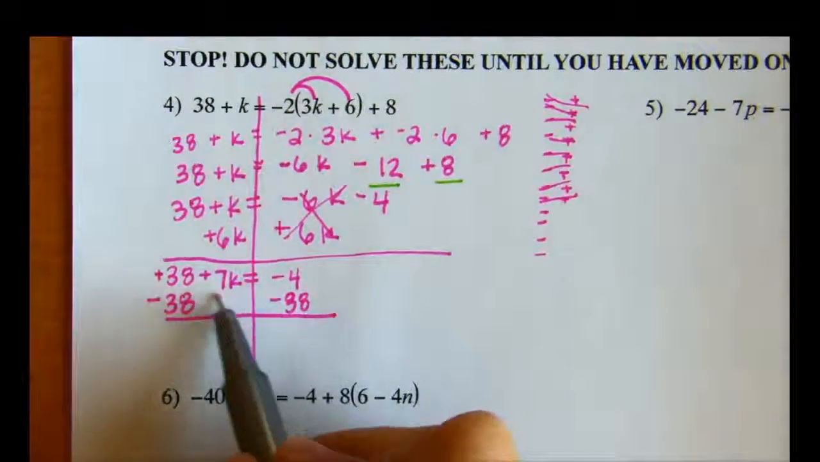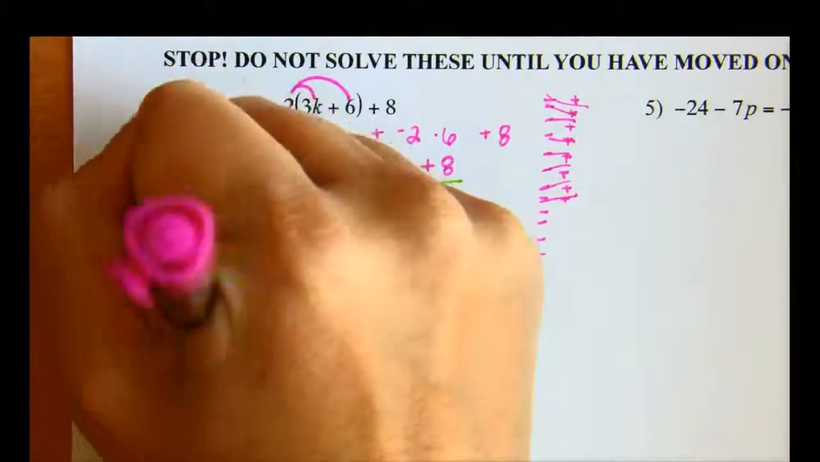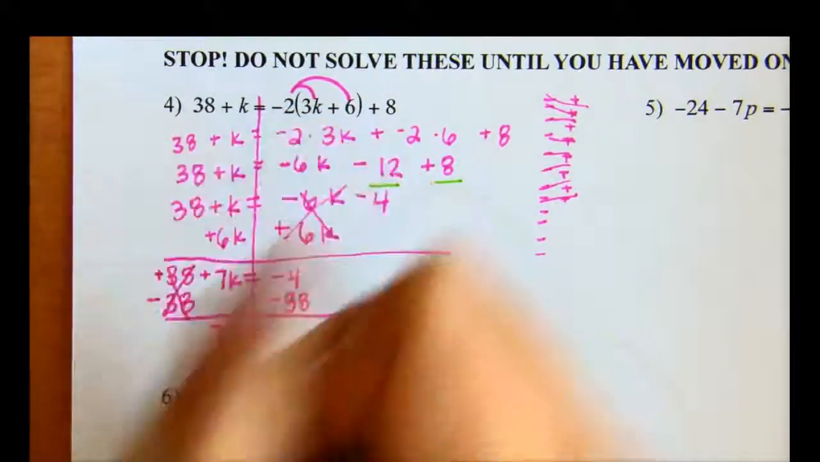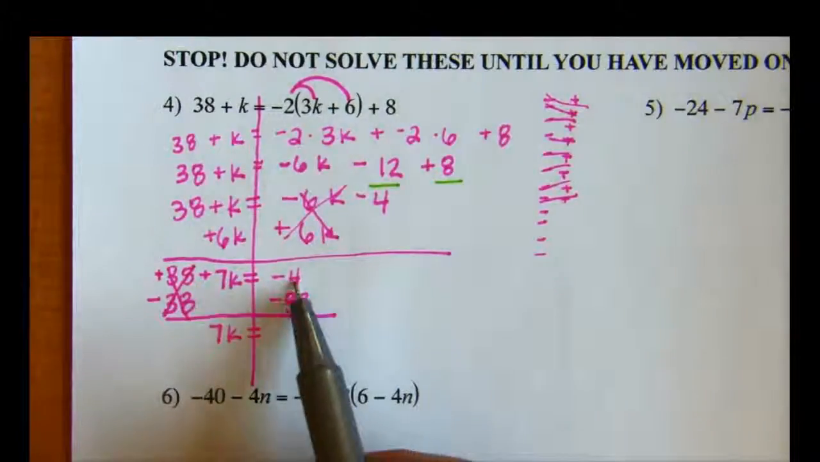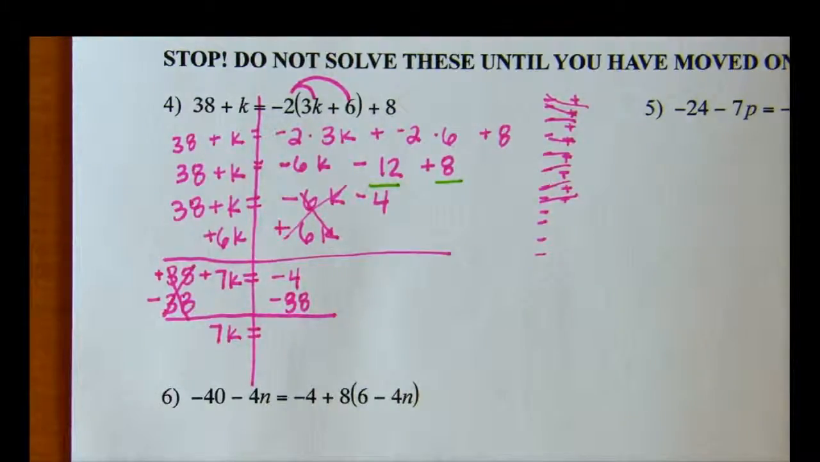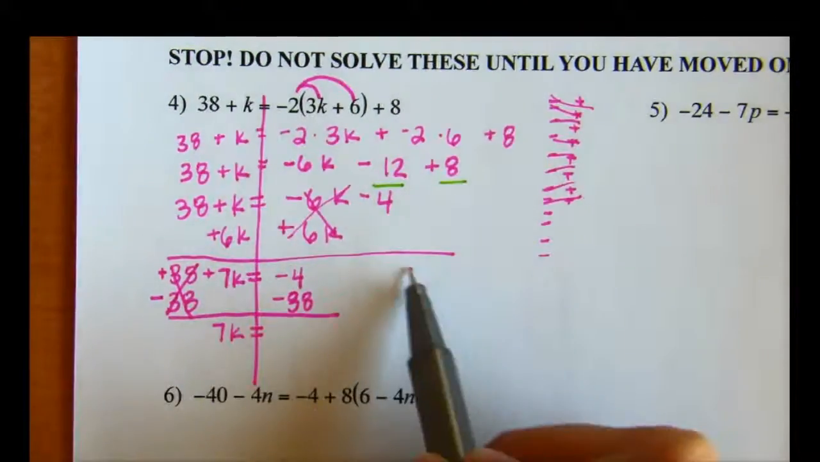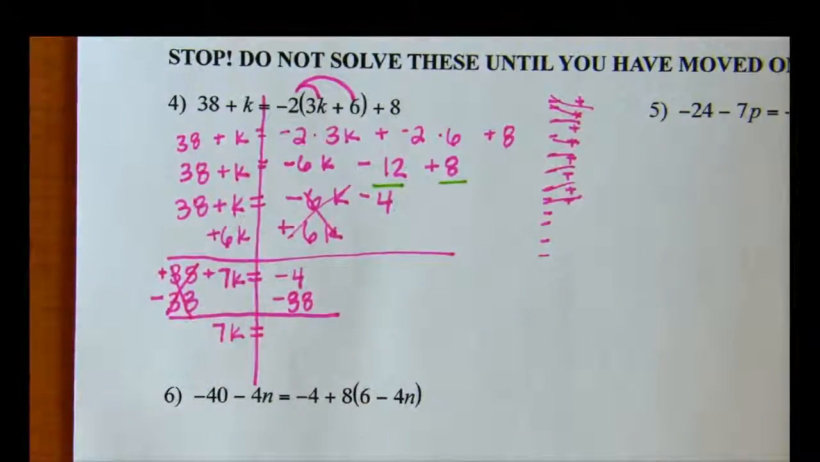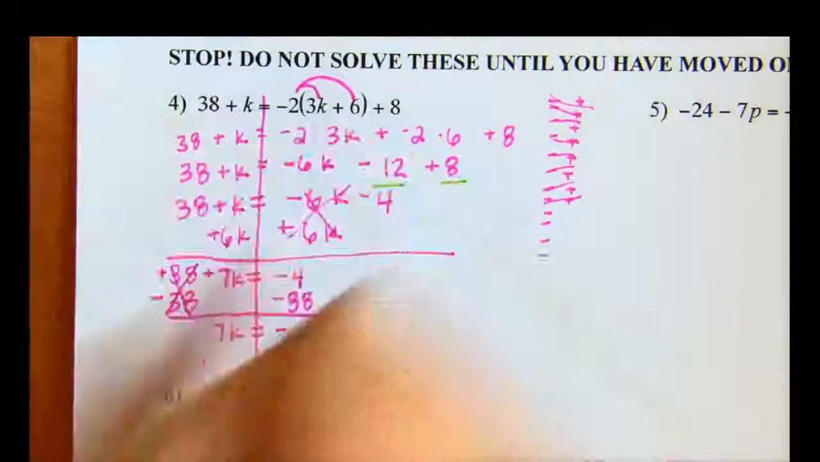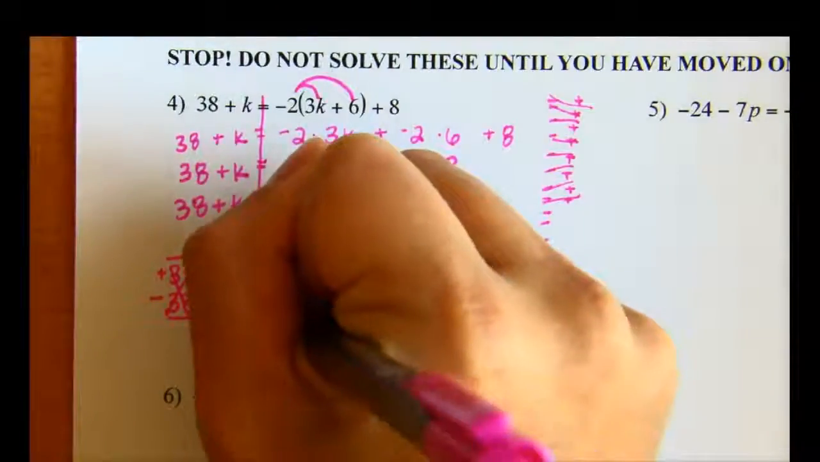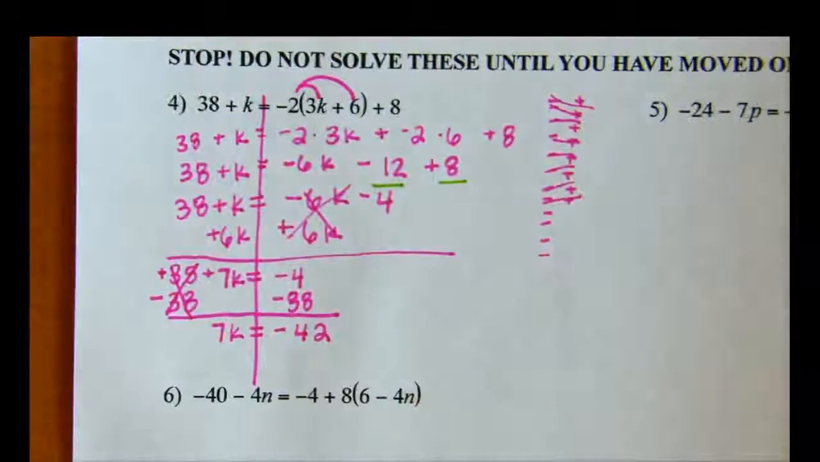Okay, when I do that, over here my 38s are going to cancel out. I'm just going to be left with 7k is equal to, over here if I've got negative 4 minus 38, well those are the same sign, so I'm just going to end up with 38 negatives and then another 4 negatives. So when I count those up, I would essentially add those two numbers and end up with a negative in front. So 38 plus 4 is going to get me to 42, a negative.